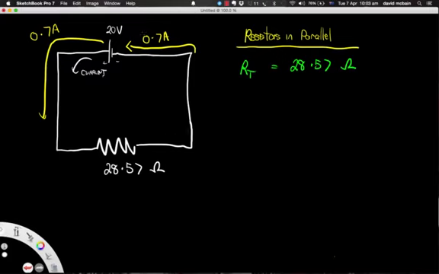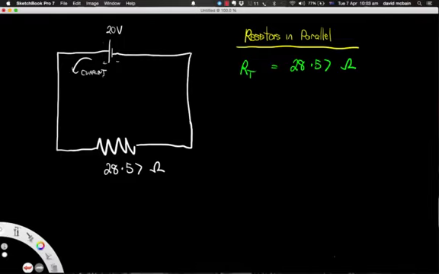Let me prove it to you. So let's now look at this circuit. Let's work out what the current would be if we had a 20-volt battery feeding a single resistor in series with the battery, of 28.57 ohms. Now, because this is an approximation, we won't get an exact answer, but it should be about 0.7 amps.